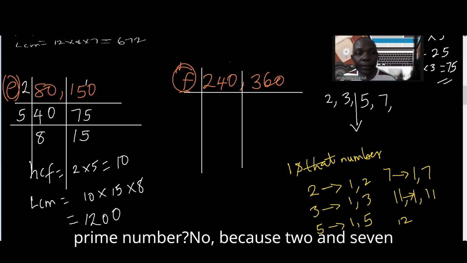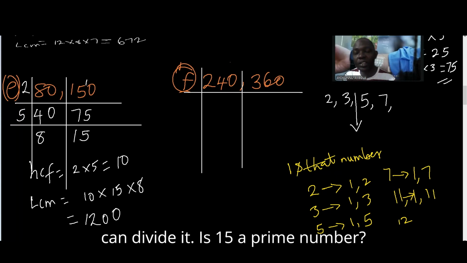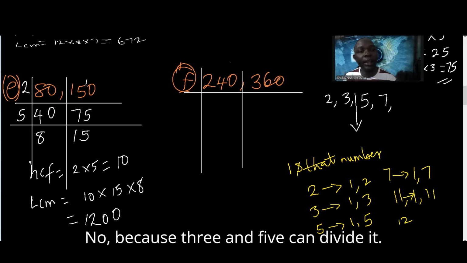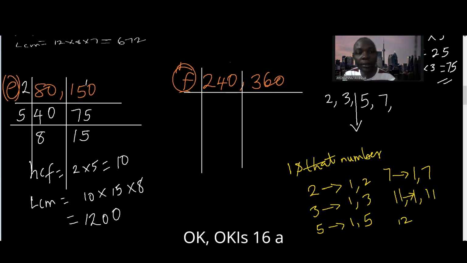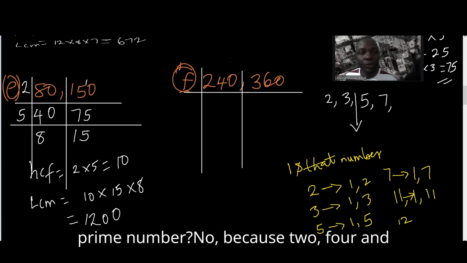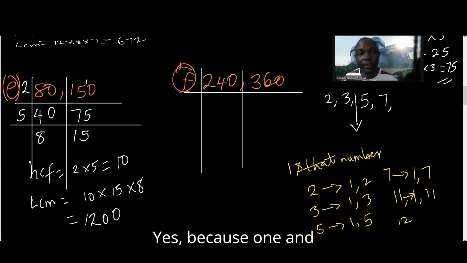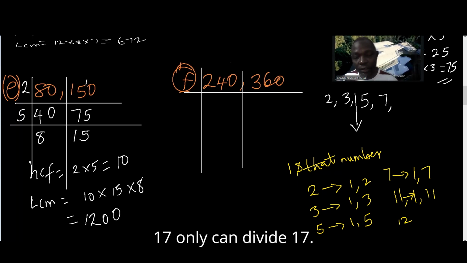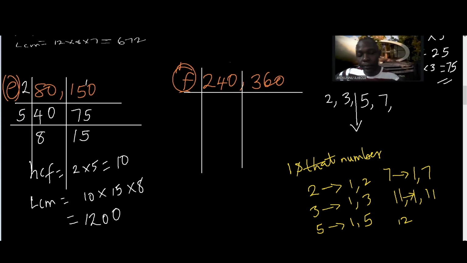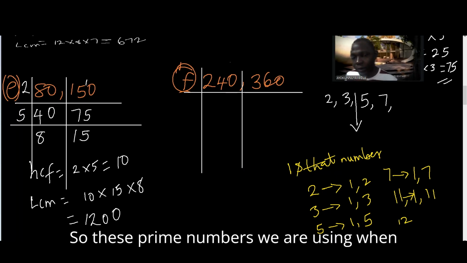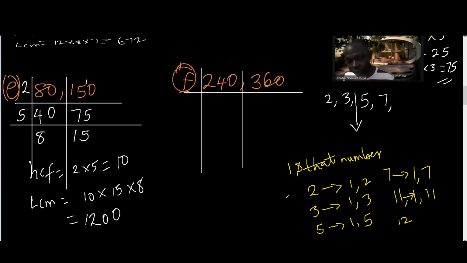Is 14 a prime number? No, because 2 and 7 can divide it. Is 15 a prime number? No, because 3 and 5 can divide it. Okay? Is 16 a prime number? No, because 2, 4, and 8 can divide it. Is 17 a prime number? Yes, because 1 and 17 only can divide 17. So it's prime numbers we are using when we're dividing, okay?